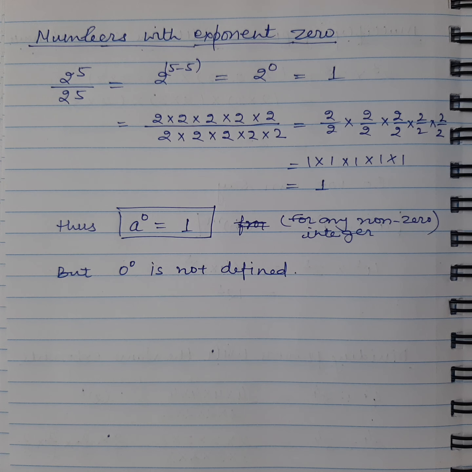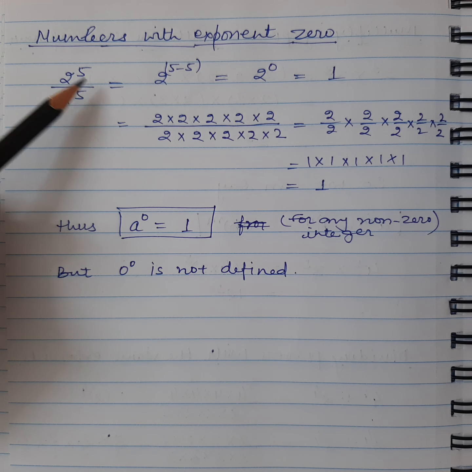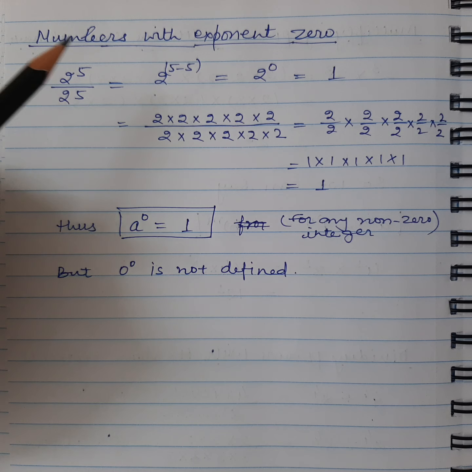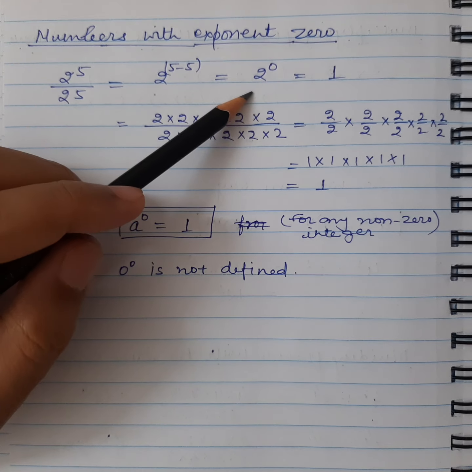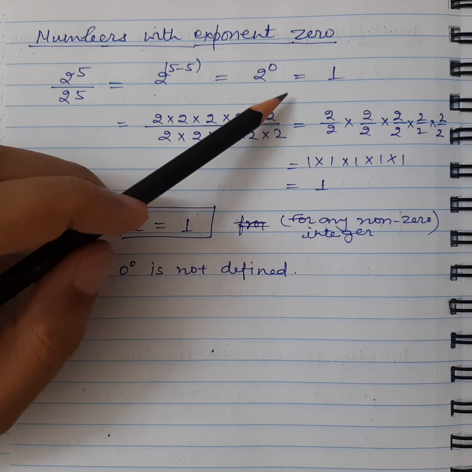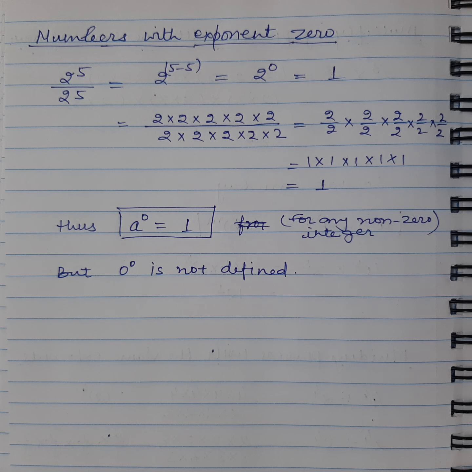So now let's see what happens when we have an exponent of 0. So what is the value? Let's take one example, 2 raised to power 5 divided by 2 raised to power 5. So we know when we have the same base in division, we can simply subtract the exponents. So we can write 2 raised to power 5 minus 5, which will be 2 raised to power 0, which will be 1. Let's see how it will be 1.